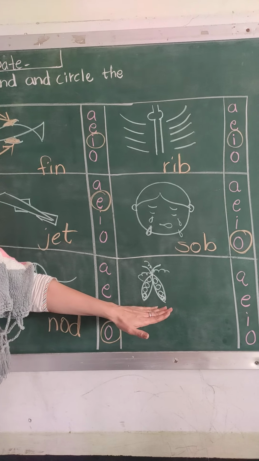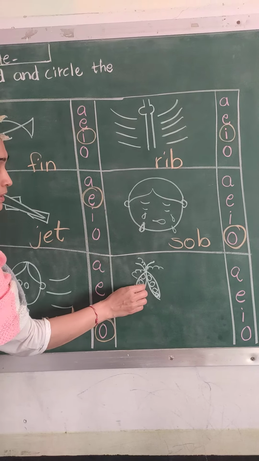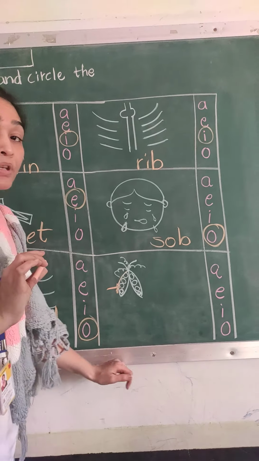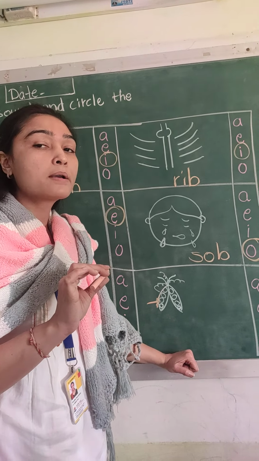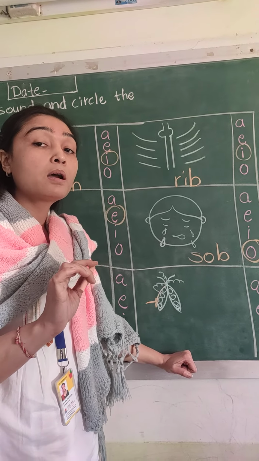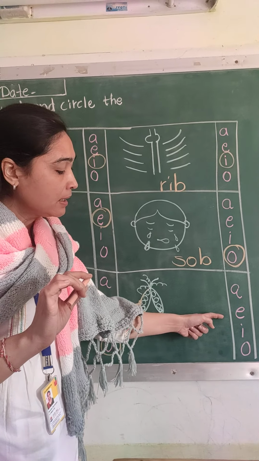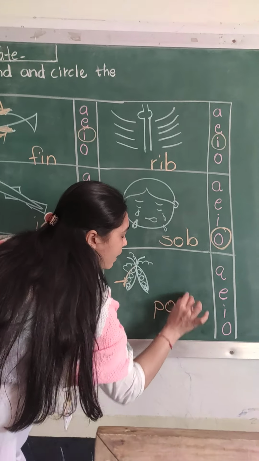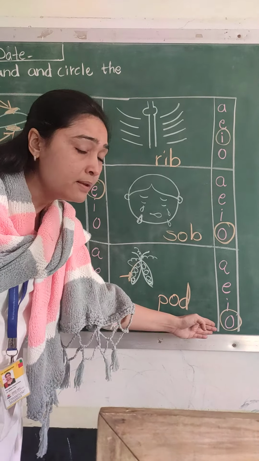Next is the picture of a pod. What is this, children? Pod. This is the pod. So what do you hear when I say pod? Pod. A, E, I, O. Pod is the sound of vowel O.